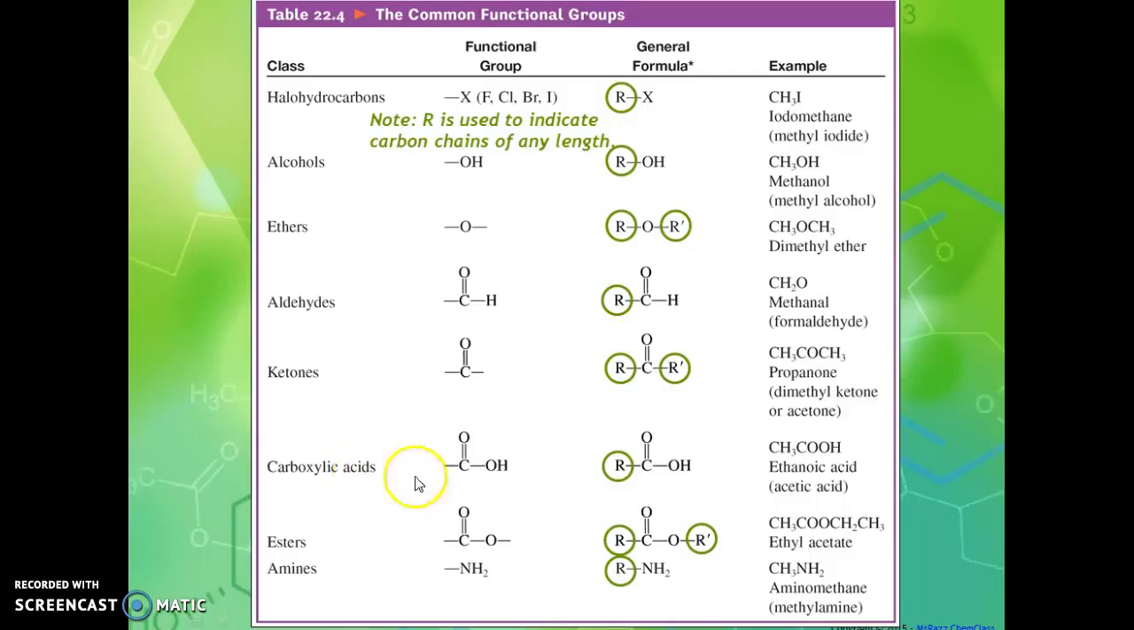Carboxylic acids, which are real important to our livelihood, have a group that's bonded to a carbon with a double bond to an oxygen as well as a hydroxide. And then we have esters, which you can see their structure here, two oxygens, one is double bonded, and amines. Amines are probably the easiest to remember because they have nitrogen in there, and you really don't see nitrogen too often when we're talking about organic chemistry.